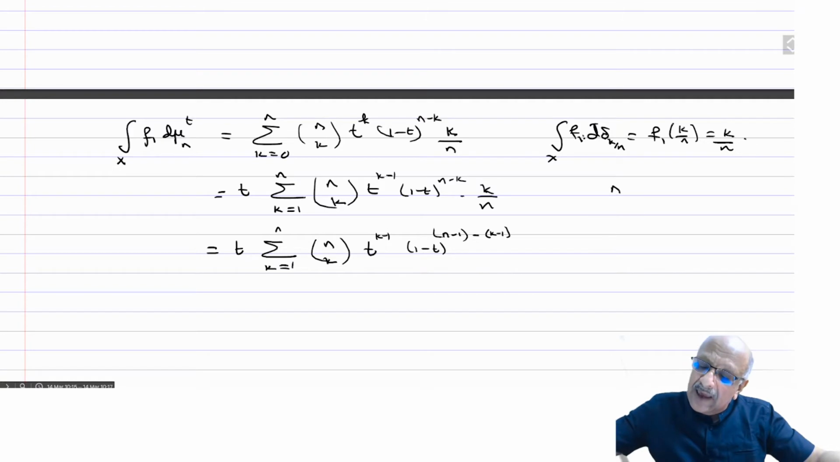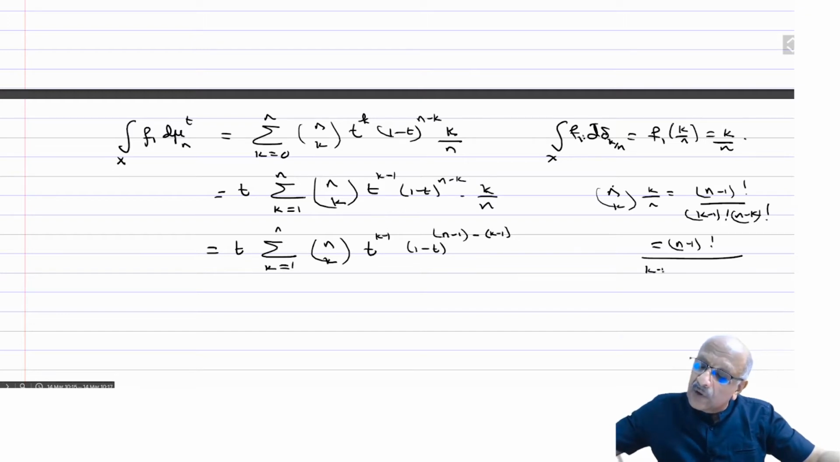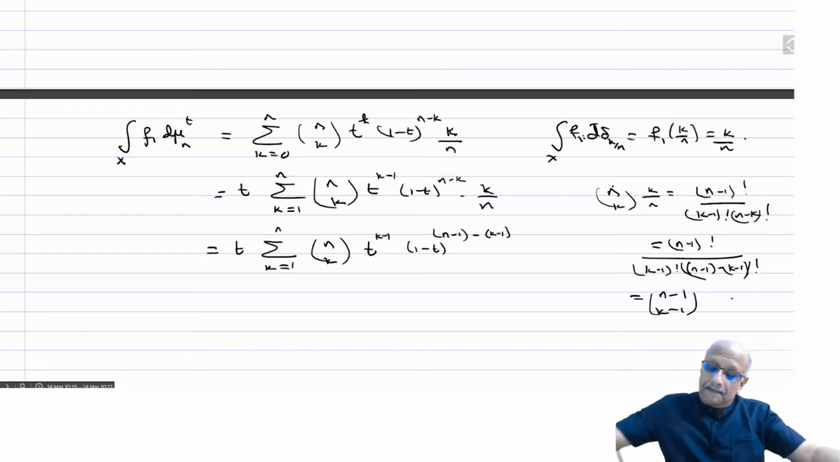Now nCk into k by n is equal to n minus 1 factorial by (k minus 1) factorial into (n minus k) factorial. Again I can write this as n minus 1 factorial by (k minus 1) factorial into (n minus 1 minus (k minus 1)) factorial, which is equal to (n minus 1) C (k minus 1).